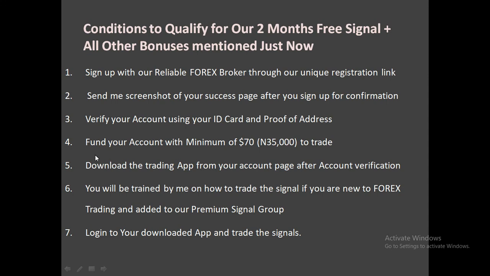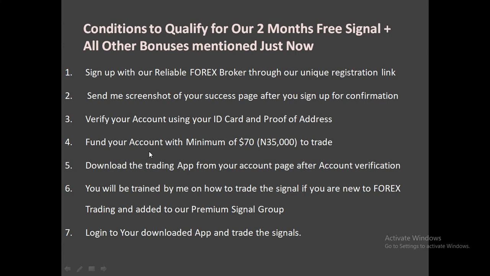Then number 4, you fund your account with a minimum of 70 US dollars, that's 35,000 naira, to trade. So you are not paying any money to us. All the services and all the bonuses we are offering you are free, but we want to be sure that you are serious about this and you want to start. So we want you to do all this before we add you to our signal group, and we share all other bonuses with you, including our full forex course.